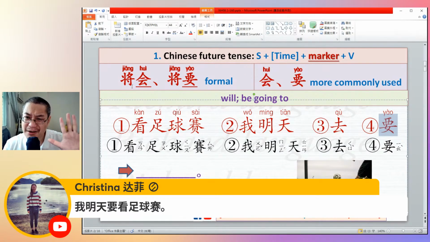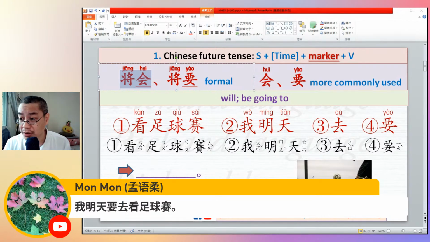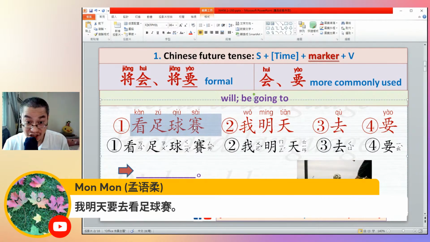It's not as formal as 将会 or 将要. So that's important. My recommendation for you is to use 会 and 要 in your daily talk. We don't really say 我明天将会去看足球赛. Yes, I understand, but that sounds quite formal to me. Okay, very good. 雨柔，我明天要去看足球赛。去看足球赛 is like go watching the soccer game. We will say that in Chinese.